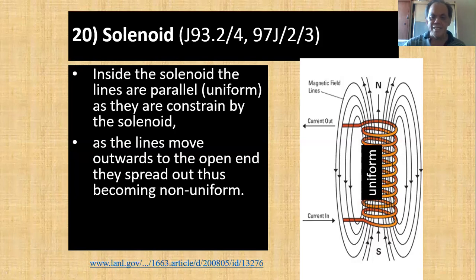Same thing. Inside it is uniform because all the lines are parallel. They are squeezed all together and cannot escape anywhere. But when they come out, they have to spread out. They are not occupying the same area anymore, but a bigger area. So the field becomes weaker and weaker as you go further away. The center part is uniform; inside there, the lines are parallel. That's why we say uniform. As it goes out, it spreads into a bigger area, so outside it becomes non-uniform. As you go further, it becomes weaker and weaker because it spreads out further and further away.